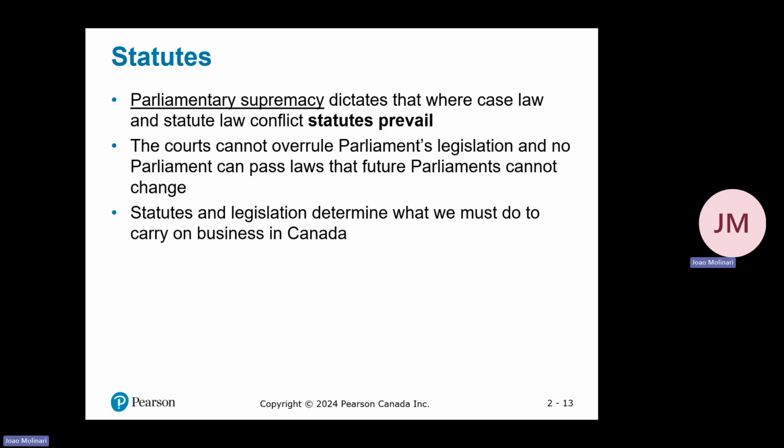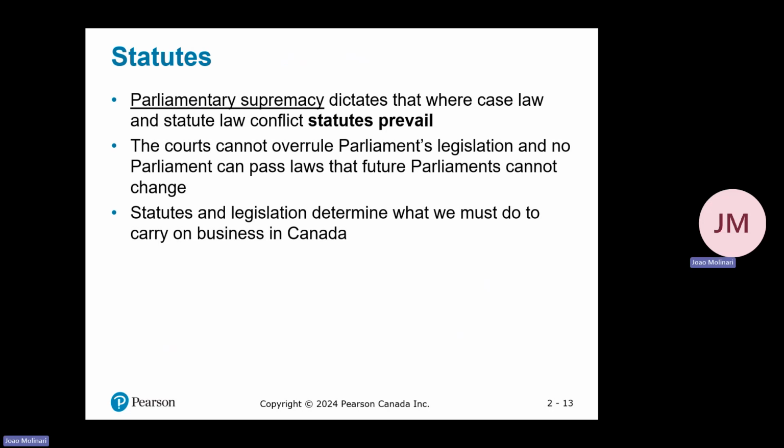Statute law will overrule. That's what parliamentary supremacy says. Why is this? Try to understand. Judges are appointed by the government. It could be that judges were biased. Now, politicians are elected by the people. Politicians have to vote, and the majority will approve a new law or not.